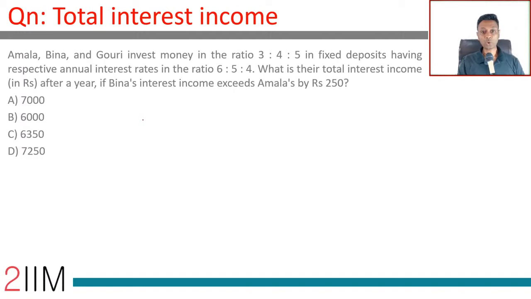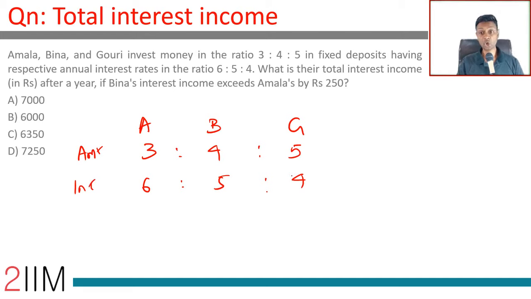Amal, Bina and Gauri, A, B and G, invest money in the ratio 3:4:5 in fixed deposits, having respective annual rates in the ratio 6:5:4. The amount invested is in this ratio, interest rates are in this ratio. This is amount, this is interest. What is their total interest income if Bina's interest income exceeds Amala's by 250? A very simple question if you get the funda.